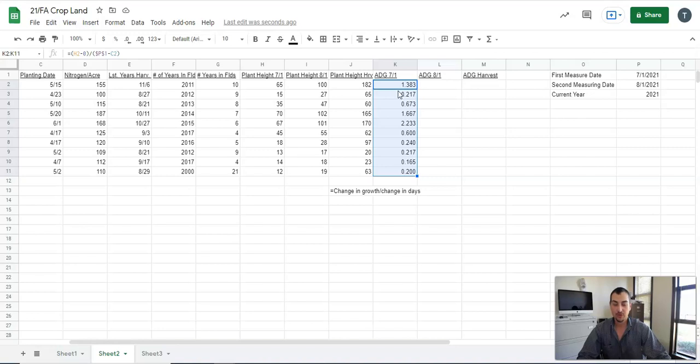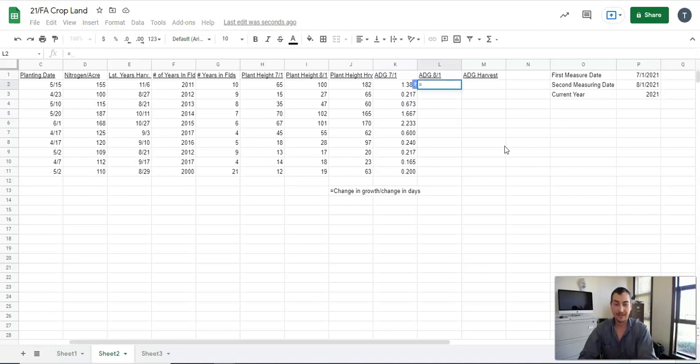And what is it showing us? It's showing us how fast that plant is growing. So for example, this particular plant grew on average 1.3 inches per day, whereas this one grew 0.21 inches. This one grew 0.67 inches per day from the day that it was planted until July 1st. Well, let's go ahead and calculate average daily gain next.